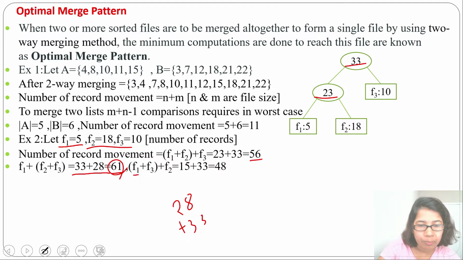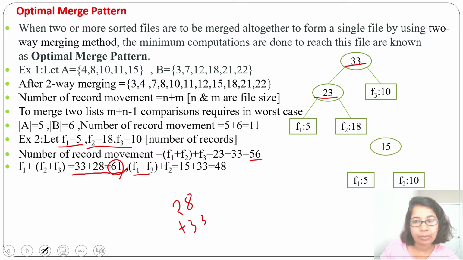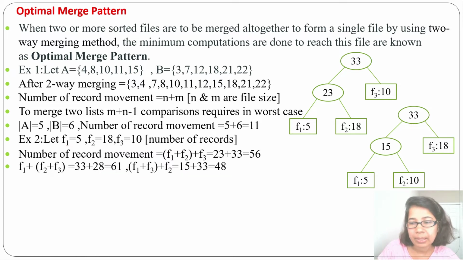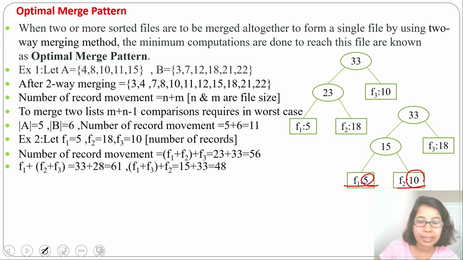Suppose we merge F1 with F3. F1 size is 5, F3 size is 10. After merging, the new file will contain 15 records. Next, I will merge with F2. F2 size is 18. 15 plus 18 is 33. Total number of record movement is 15 plus 33, which is 48. So if I merge the smaller size files first, I get less record movement. From this we observe that first we need to merge the least size files.